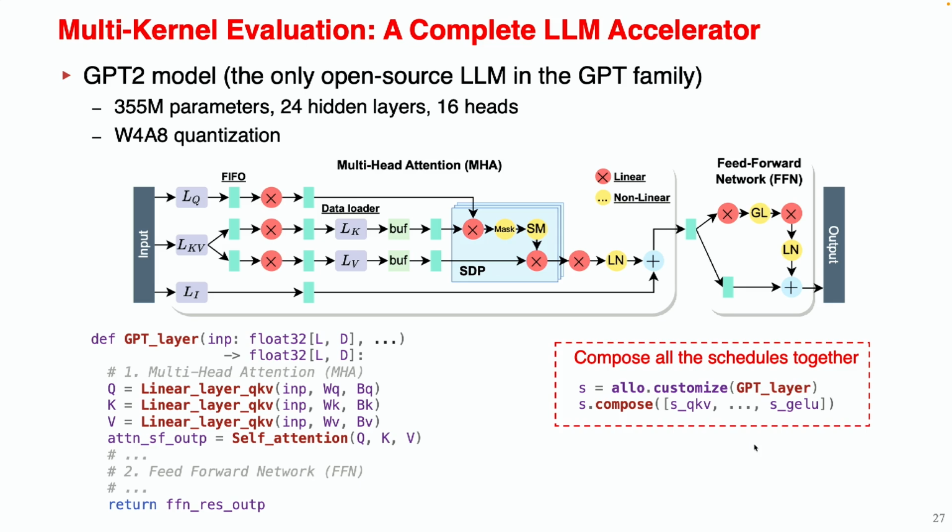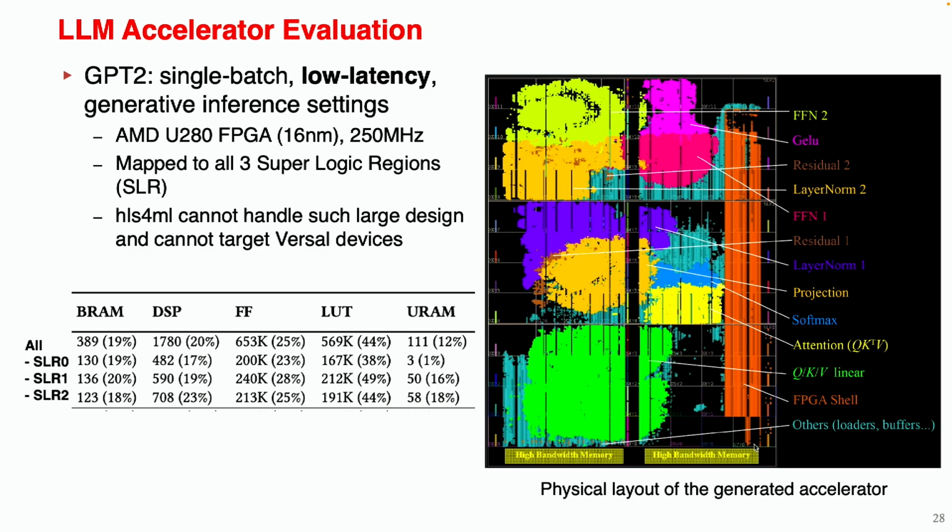And to demonstrate the scalability of Allo, we also conduct a multi-kernel evaluation by constructing a complete LLM accelerator. We take the GPT-2 model and then create a fully pipelined dataflow architecture for this model. In Allo, since we have already optimized the single kernels, we can directly compose each submodule together to form a complete design. And we mapped the design on an AMD U280 FPGA running at 250 megahertz and evaluate the design in a single batch, low latency generative inference setting.